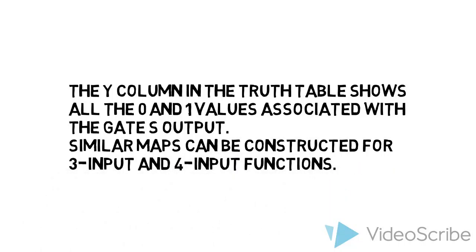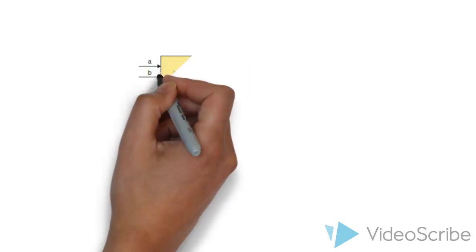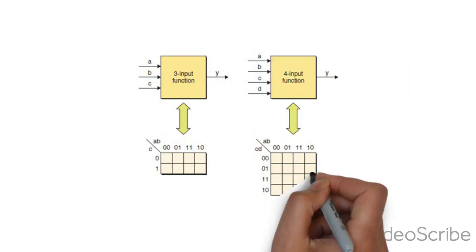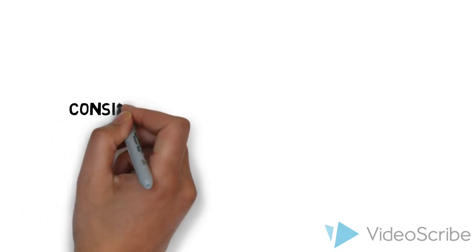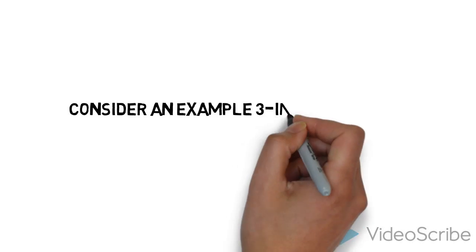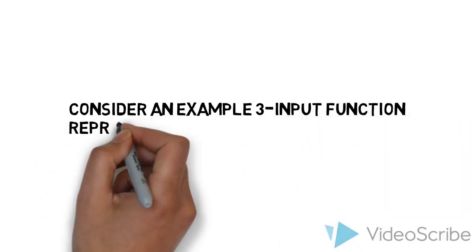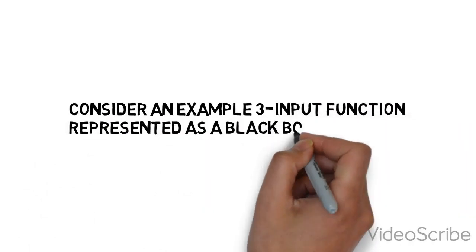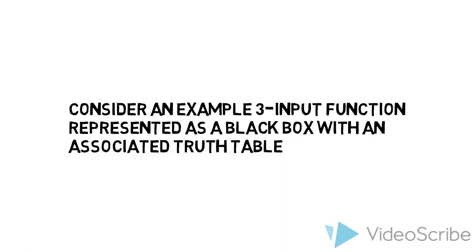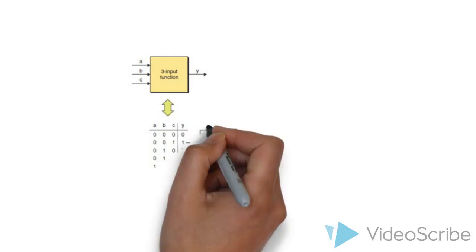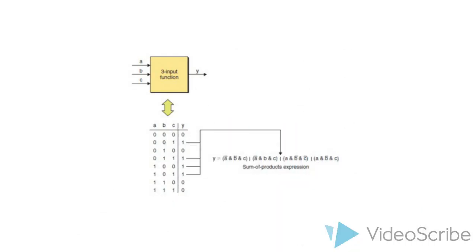In the case of a 4-input map, the values associated with the C and D inputs must also be ordered as a Gray code, as we can see in this picture. Consider an example: a 3-input function represented as a black box with an associated truth table. And here we have the truth table and the graphical representation.